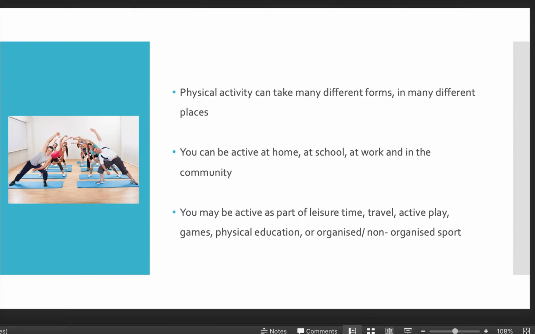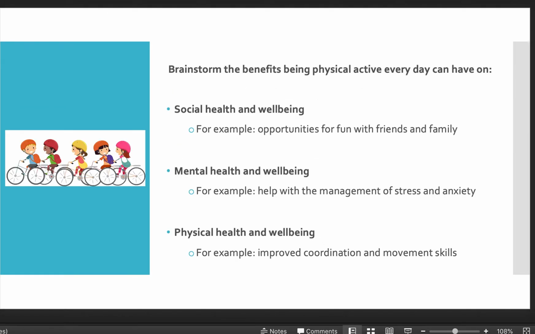Sometimes physical activity is organised, and sometimes it's just not organised. You might think about you're running late for a bus and you have to run to catch that bus. That would be non-organised activity. So I want you to think about this. If you are somebody who is physically active, how could that help you with your social health and well-being? There's one example there. I'd love for you to think of another one or two and write them into your notes.